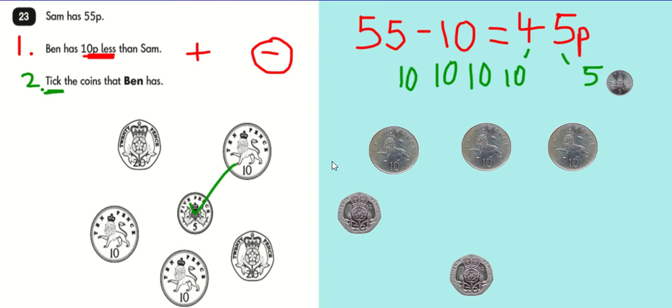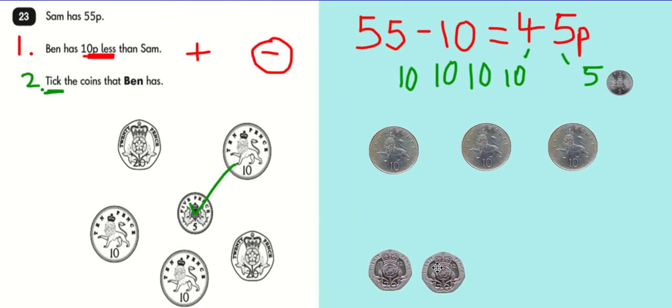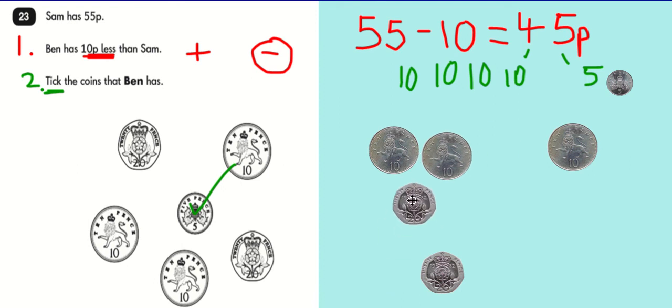Is there another combination he could have? That's right, he could have 20 and 20. Starting on 20, 20, 30, 40. So he could either have 2 10p's and a 20 to make his 40p, or he could have 2 20p's here, couldn't he? So I'm going to choose 1 20 and 2 10s. So I've got starting on 20, 20, 30, 40, 45.